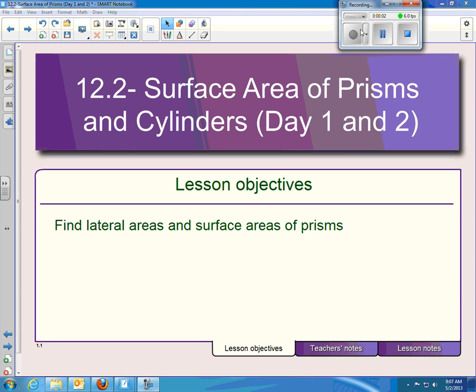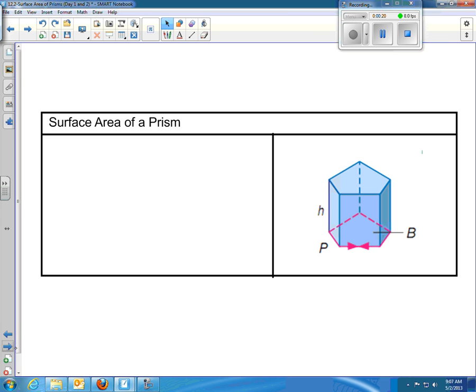All right, guys, we're going to hit up day number 2 for 12-2, surface area of prisms and cylinders. Remember, cylinders we're going to do on day 3. Today's objectives, again, same as yesterday, find lateral area and surface areas of prisms. Day 1, we spent time on finding lateral areas, so today we're going to find surface areas of prisms. So let's talk about what a surface area of a prism is.